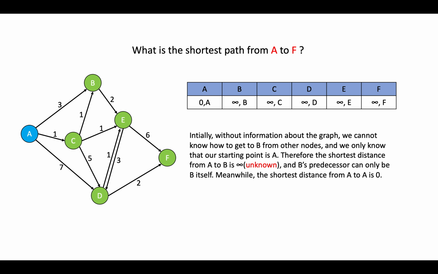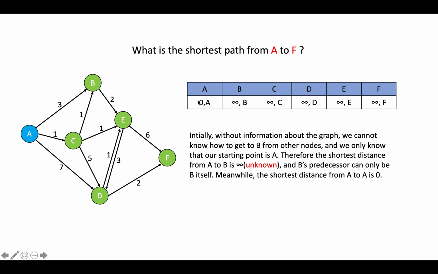Actually, Dijkstra's algorithm uses the idea of dynamic programming, right? So we need to fill in the table. We need to use new information to update our table. Initially we have a table like this, so let me explain what this table means.